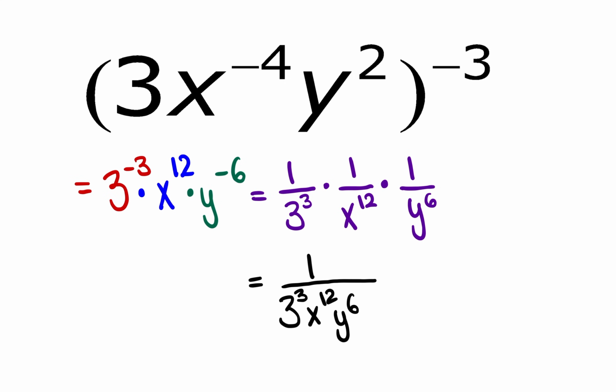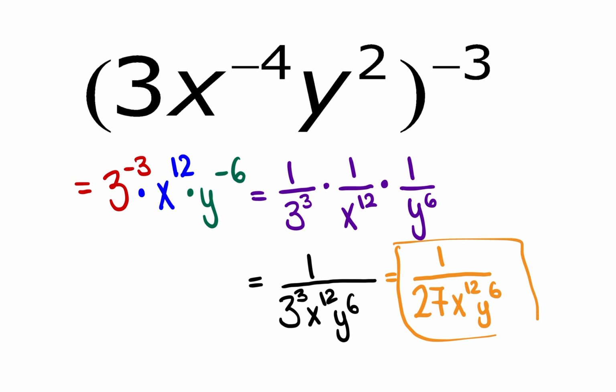Yes, I can. The 3 to the third power represents what? 3 times 3 times 3, which will leave us with a final solution of 1 all divided by 27 times x to the 12 times y to the 6. And that's going to be our final solution. Let's move on to the next example.